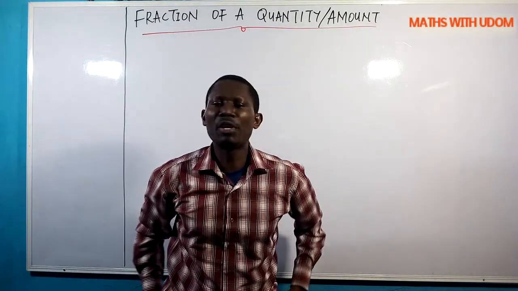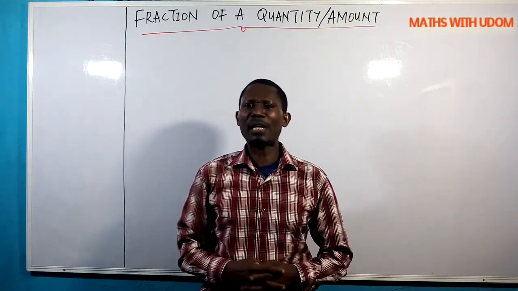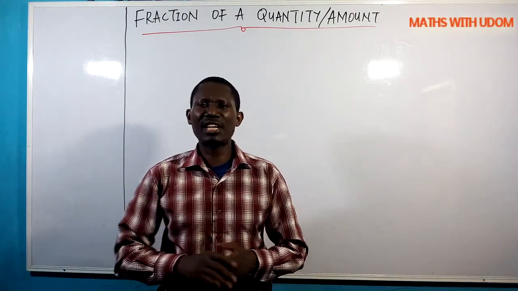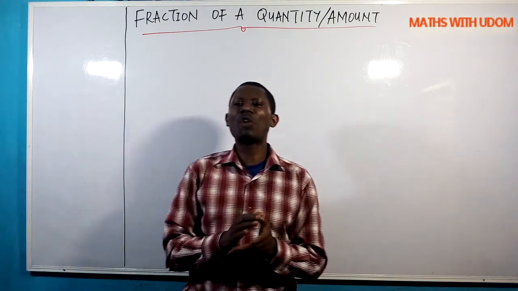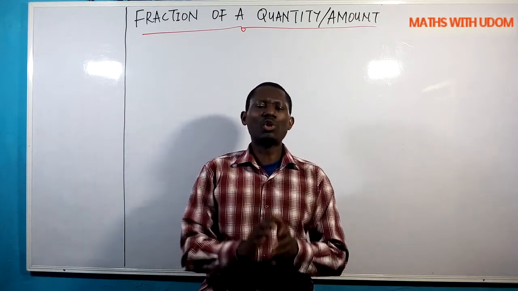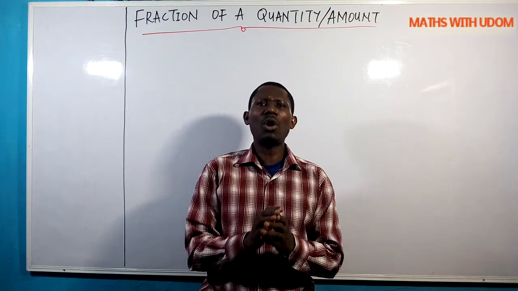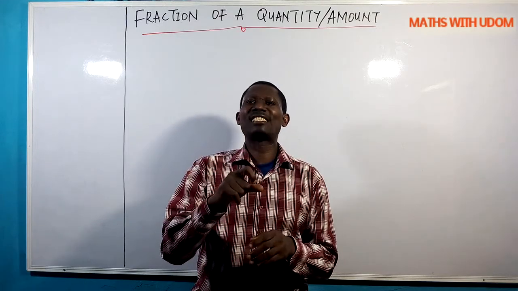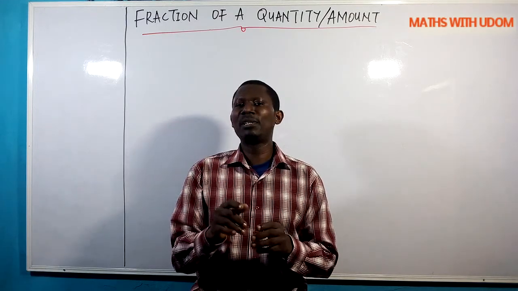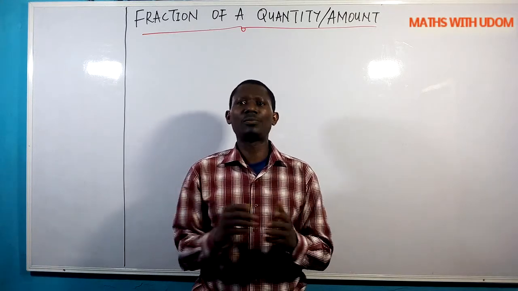So, fraction of a quantity or amount. Before we go into solving examples, I just want to explain what this entails. When we talk about fraction of a quantity or amount, how do you go about it? To work out a fraction of a quantity or amount, all you need to do is to look at the fraction for help. The fraction will help you on what to do and what not to do.